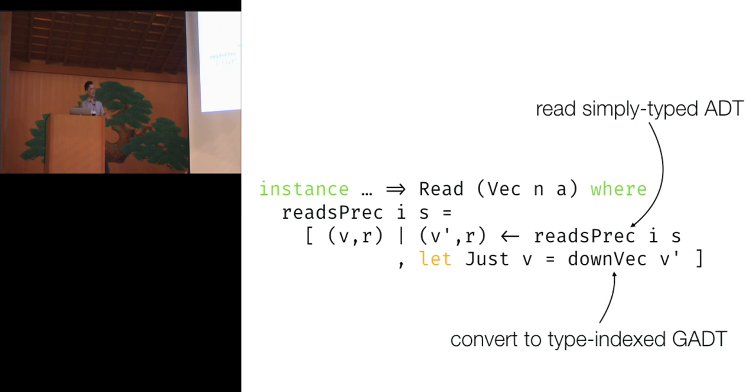And then we use Ghostbuster to convert it into our type-indexed GADT. And this is a type refinement, of course, so we return the result as a Maybe. And so we can see Ghostbuster here is helping us to extend the reach of our type class deriving mechanisms.